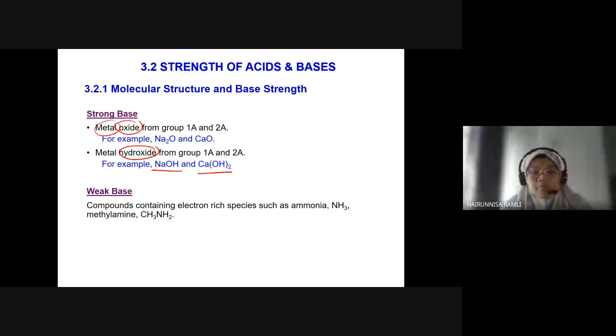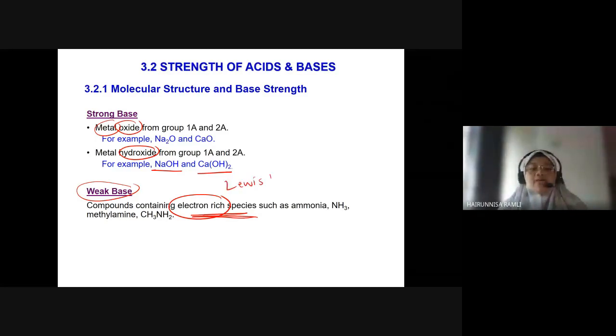Okay? And then, how about weak base? So, weak base, basically selain daripada group 1, group 2 tu, and paling penting kita tahu dia sebenarnya rich electron rich species. Remember, if you referring to yang electron rich ni mana? Lewis theory, eh? Okay, yang electron rich maksudnya dia akan donate electron. So, itu adalah base. And normally it's a weak base.